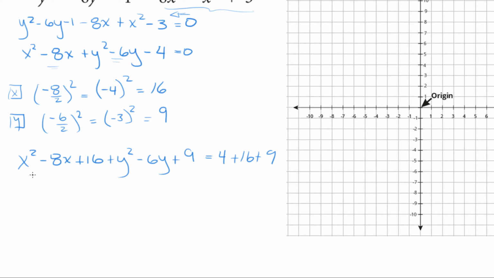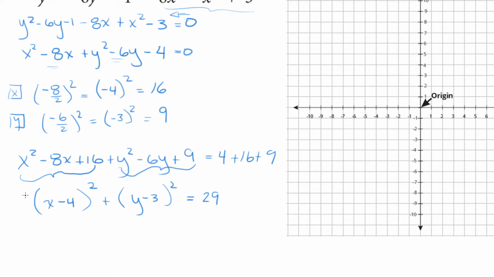So now, why do we do that? Well, notice that these 3 terms and these 3 terms are all going to factor into a perfect square. And the perfect square is going to be x plus b over 2. In this case, b over 2 is negative 4 for the x, so x minus 4 squared. And in this case it is negative 3, so y minus 3 squared. And then you have 16 plus 4 is 20 plus 9 is 29. Now, this is the standard form.